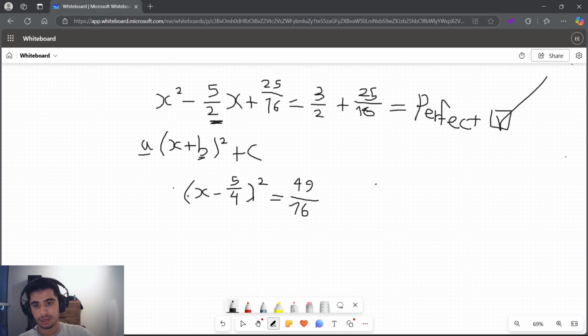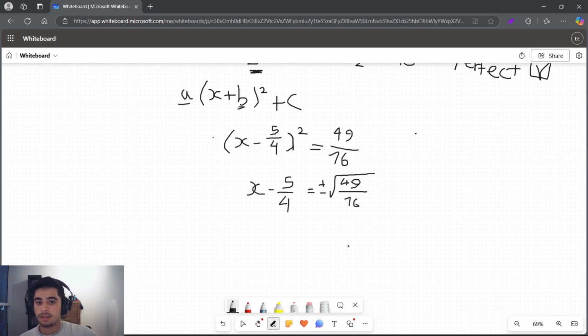Next step is to get rid of these stupid parentheses and the square. How we're going to do that is square root both sides. So then we go x minus 5 over 4 is equal to plus minus, because a square root can either be plus or minus, so I just like to add it from the start. Square root of 49 over 16.